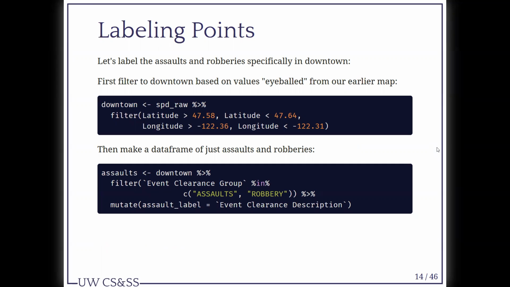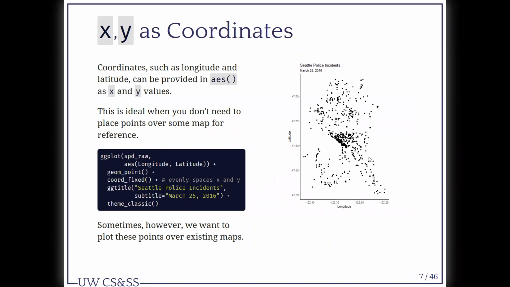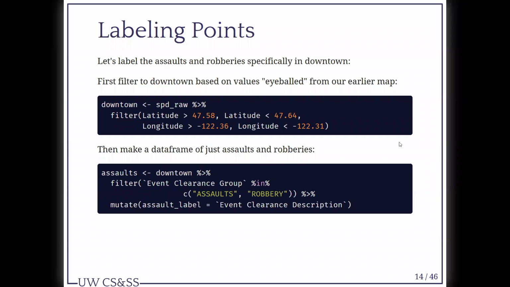So let's label some points in our data. We could label particularly violent crimes. So let's say that we label assaults and robberies specifically in downtown. First we can filter to downtown based on values eyeballed from our earlier map. So I just looked at the ones that were on this and I said, okay, downtown seems like it's between here and here, in order to get these values. So it's very non-scientific here what we're doing.